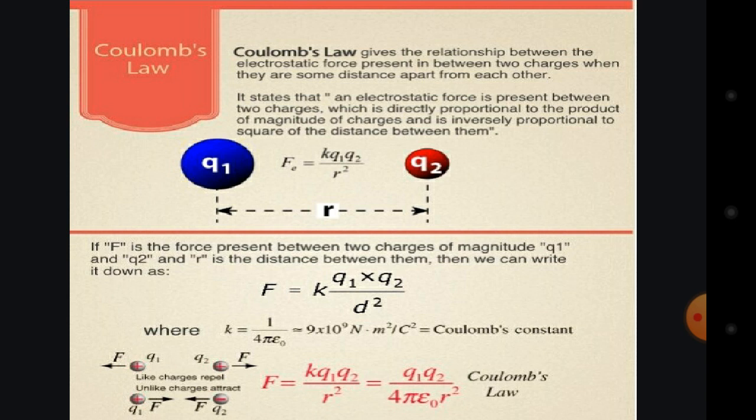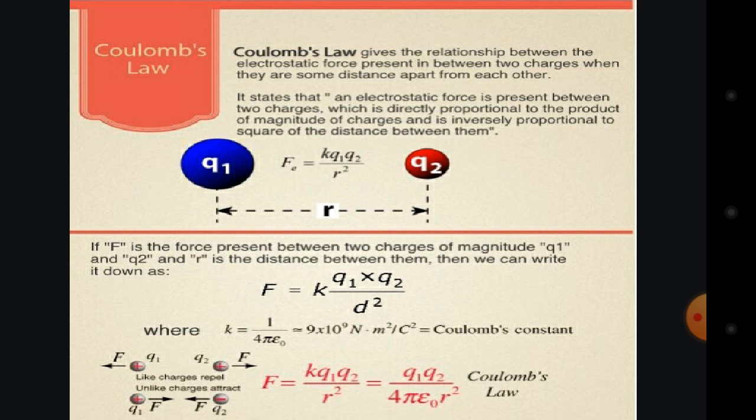Coulomb's law states that the electrostatic force between two charges is directly proportional to the product of the magnitudes of the charges, Q1 and Q2, and inversely proportional to the square of the distance between them. Q refers to the two charges, Q1 and Q2, and R is the distance between them.